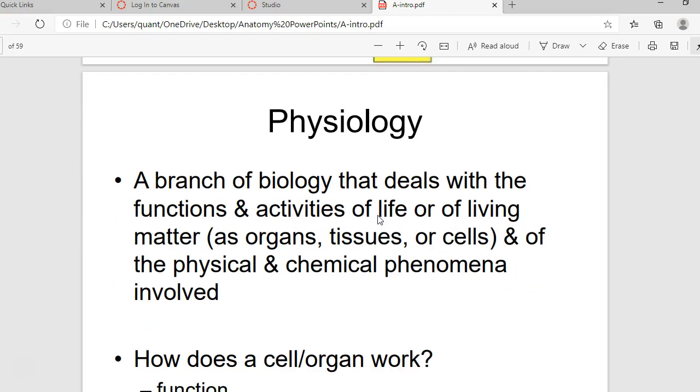Physiology is a branch of biology that deals with the functions and activities of life or of living matter, and of the physical and chemical phenomena involved. So it's basically how does something work? How does a cell work? How does an organ work or an organ system? What's its function?